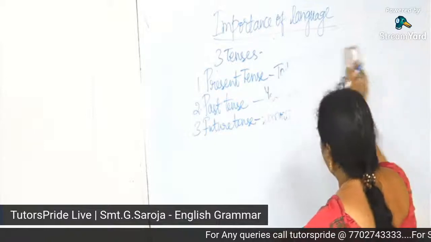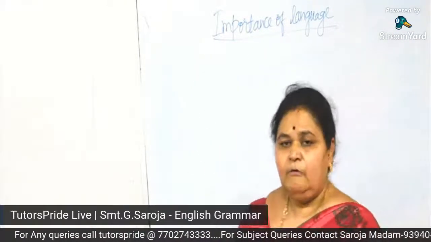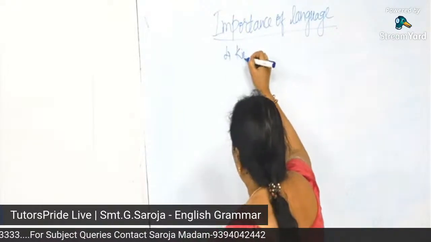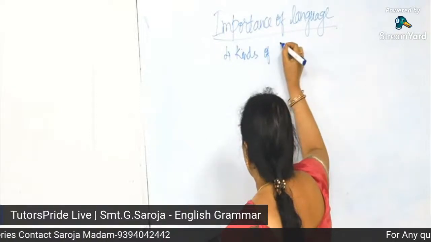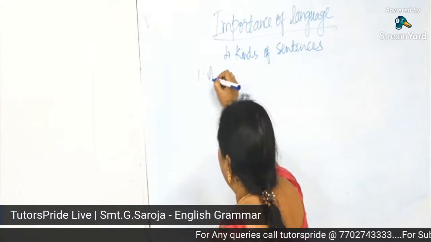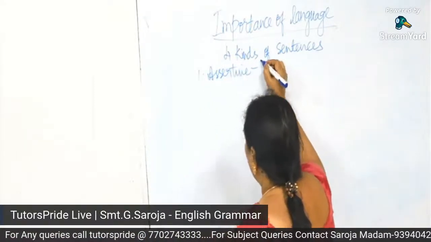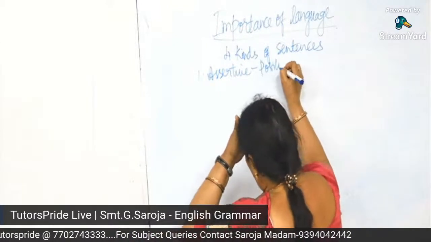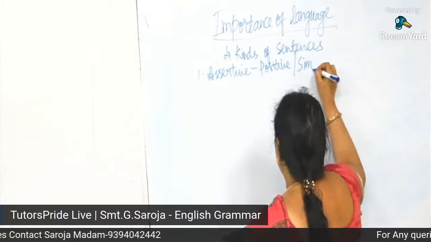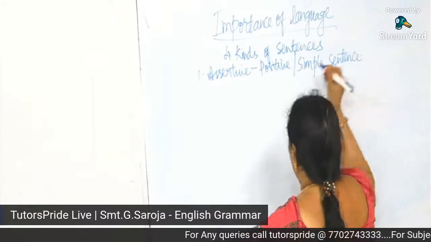Now we'll talk about kinds of sentences. How many kinds of sentences are there? There are 4 kinds of sentences. One is assertive. Assertive means positive or simple sentence. Example.